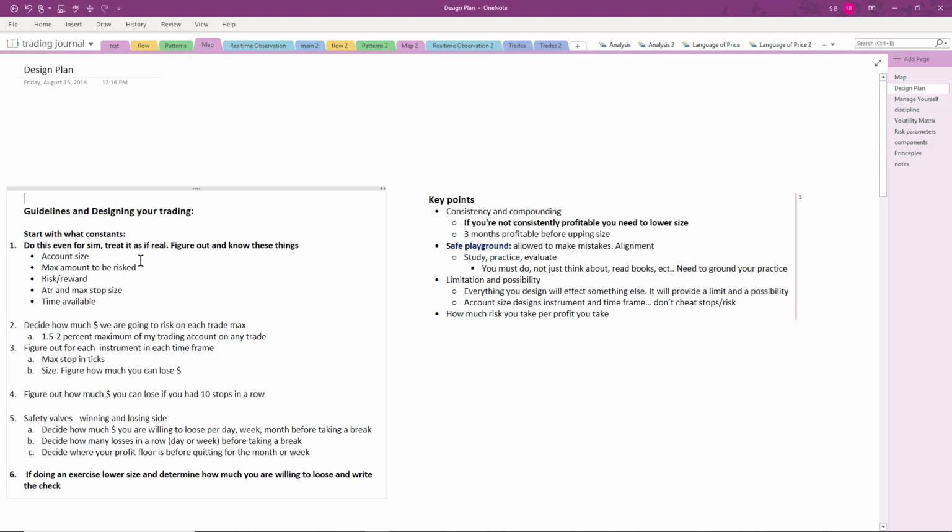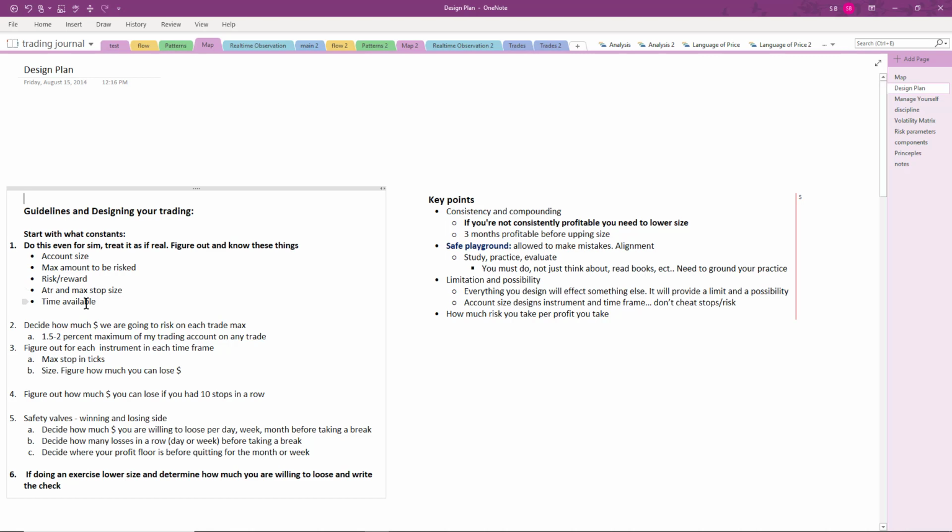And so in here, what I do is I start with our constants, right? The things that we have. And even if you're sim trading, you can treat this as real. We need to know these things. Number one, you start out very simply. What's your account size? Could be 10,000, could be 10 million. You figure out how much the maximum amount to be risked, your risk reward. I'm going to show you a very simple ATR method to calculate your maximum stop size. Once you have your stop size, you can pretty much determine the rest of these numbers here.